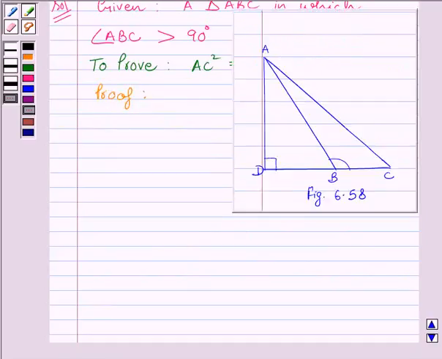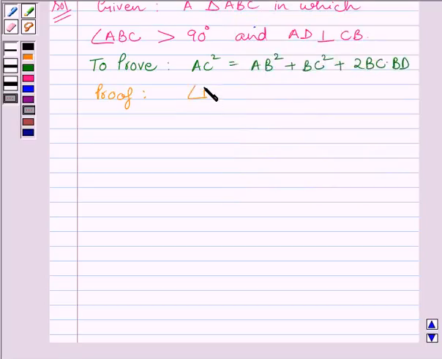Now, we can clearly see that angle D is equal to 90 degree since AD is perpendicular to BC. AD is perpendicular to BC implies AD is perpendicular to DC since DC is the extension of BC only. So, AD is perpendicular to BC and angle D is equal to 90 degree. So, we can write angle D is equal to 90 degrees since AD is perpendicular to BC.